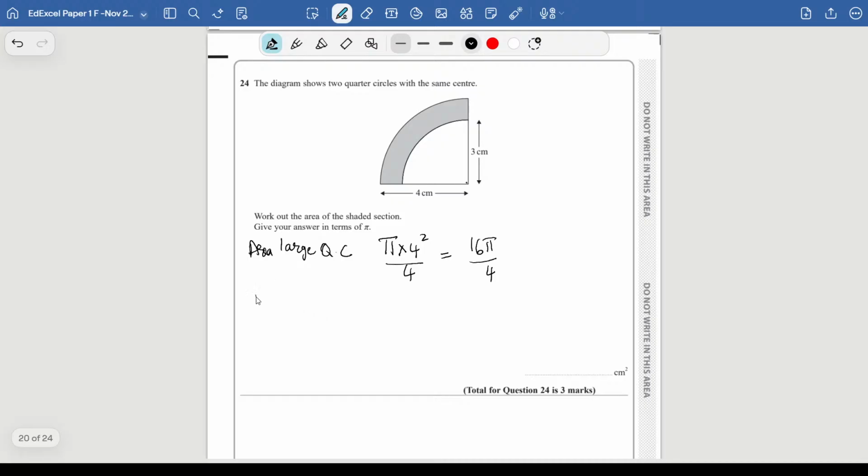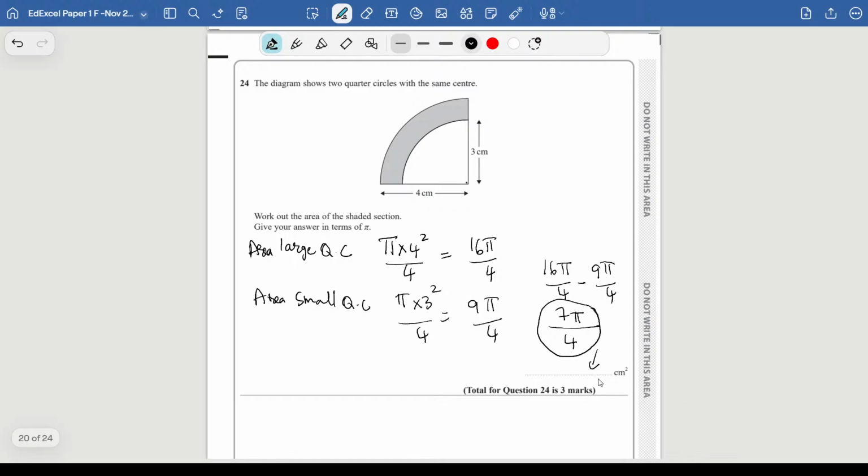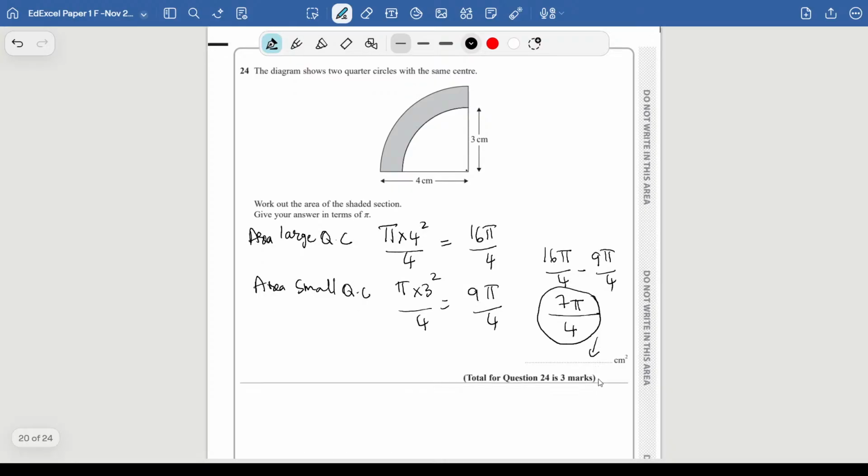And then the area of the smaller quarter circle is pi times the radius 3 squared over 4, which is 9 pi over 4. And then when I subtract them, 16 pi over 4 take away 9 pi over 4. So the denominator is the common one. 16 take away 9 is 7 pi. So that's the answer. That's the area of the shaded region.